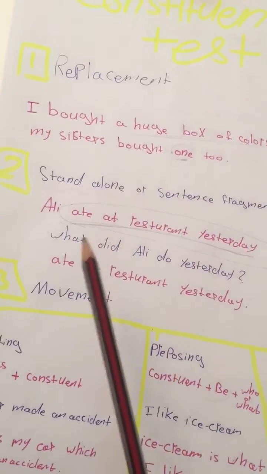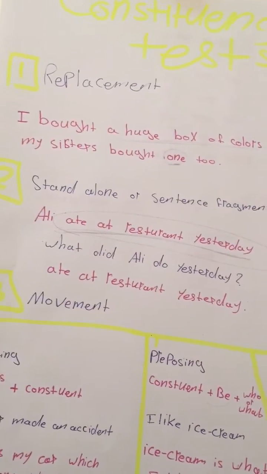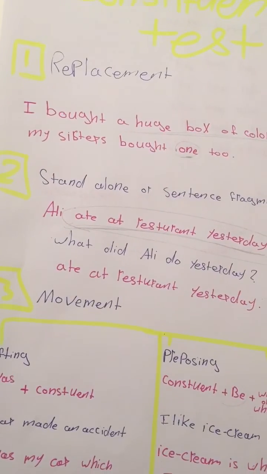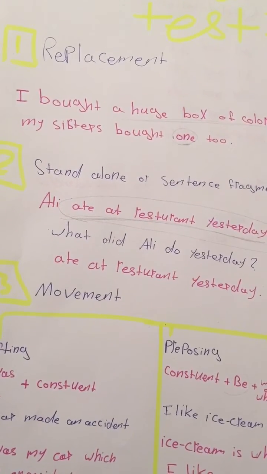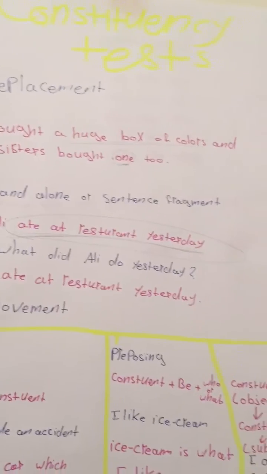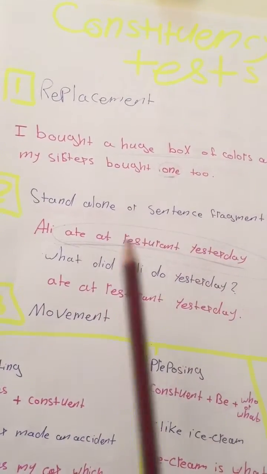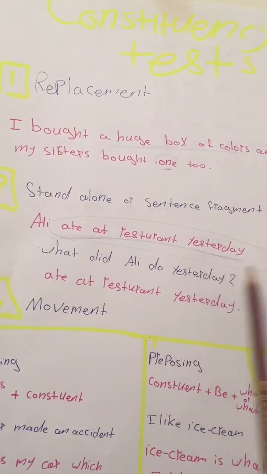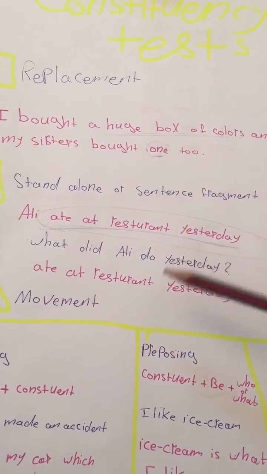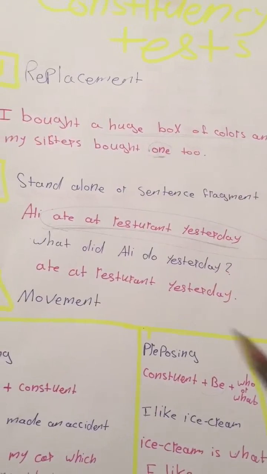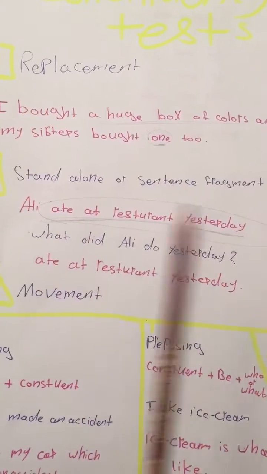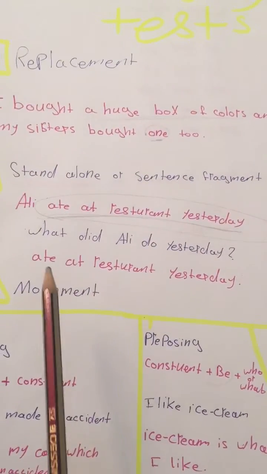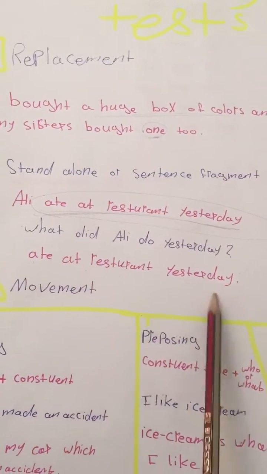The second one is the standalone or sentence fragment, and that means that if the words can stand alone in response to a question, then they probably constitute a constituent. And here's an example. Ali ate at the restaurant yesterday. I asked a question and I said, what did Ali do yesterday? I cannot say just eat and then stop. I have to say the whole phrase together. I cannot separate them. So I said, ate at the restaurant yesterday. And that's the meaning of standalone.